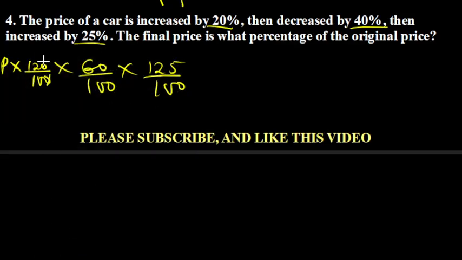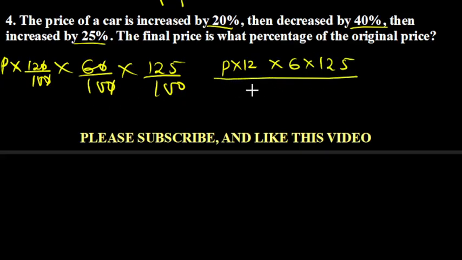Now this 0 we cancel this 0. This 0 we cancel this 0, right? So now we have P times 12 times 6 times 125 divided by 10 times 10 times 100. This is the final price. So let's divide further to see.